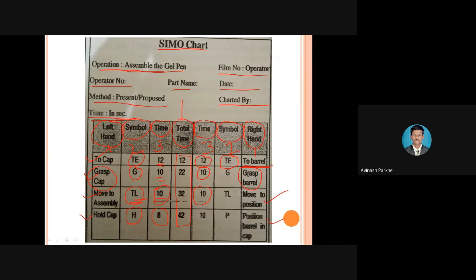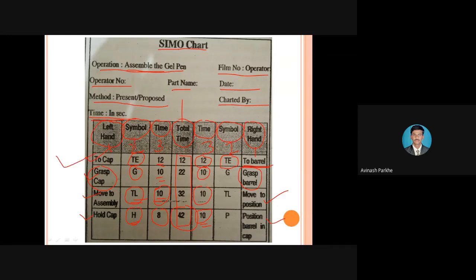For the assembly, how much amount of time is required? Here the movements taking place by the right hand are 10 seconds, and movements taking place for holding the cap are 8 seconds, and near about 42 seconds are required to go for the assembly of the gel pen. So through this particular chart, what I am representing, the activities performed by the left hand are represented at the left direction.